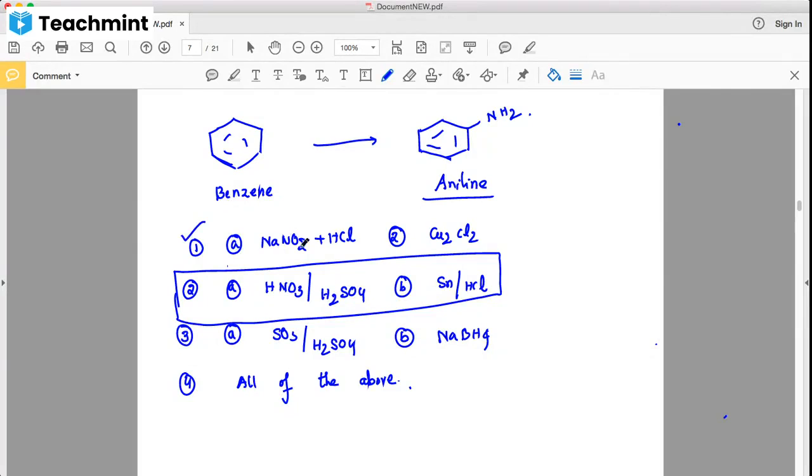If you see the first option, the first reagent is NaNO2 plus HCl. This is a diazotation reagent, but it never reacts with benzene directly. When you have aniline, then it will react with the diazotation reagent, produce the diazonium solution, and followed by cuprous chloride, you will get chlorobenzene from aniline. But this reagent never reacts with benzene. So option 1 is incorrect.